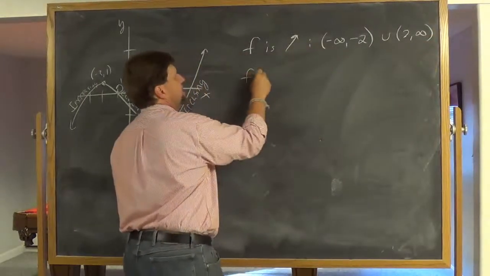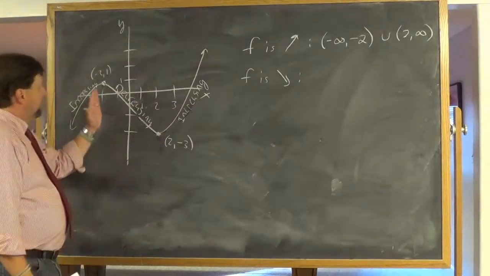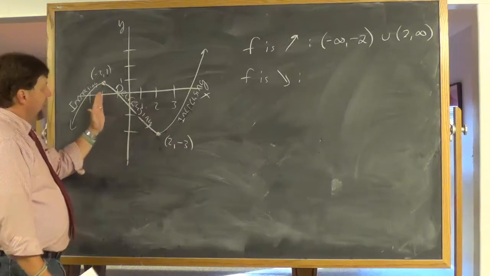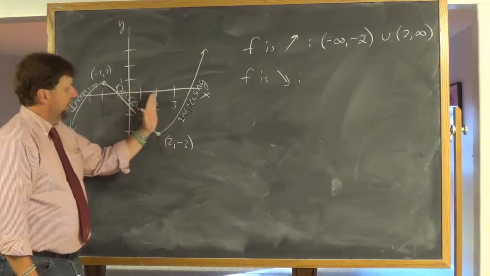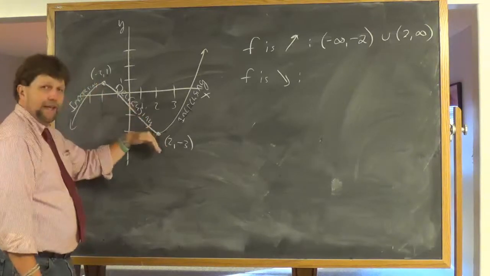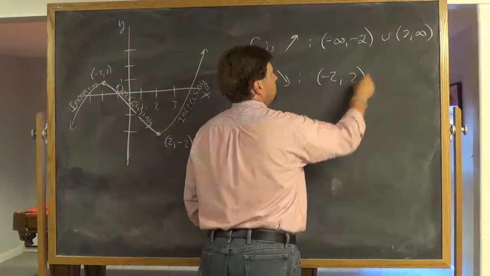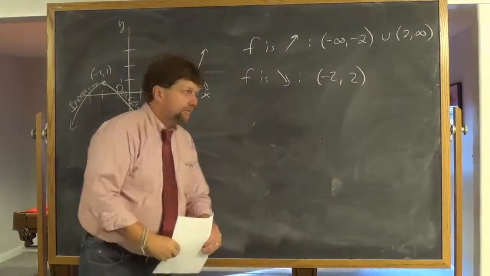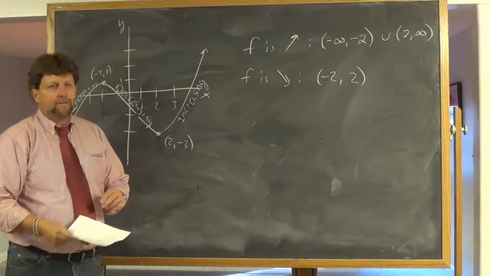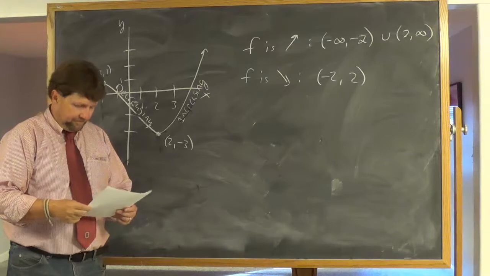Finally, the function is decreasing from x is -2 to x is 2. From an x value of -2 to an x value of 2, the function is going down. It's decreasing. So from -2 to 2, it's decreasing. And that's like a quick brief look at relative maximums, relative minimums, where a function's increasing and where it's decreasing.